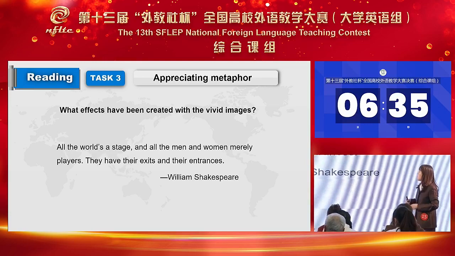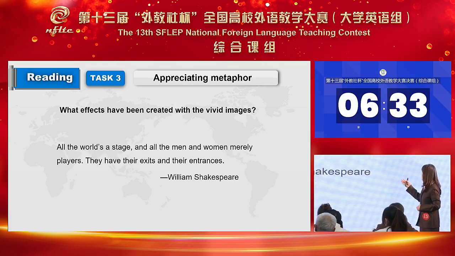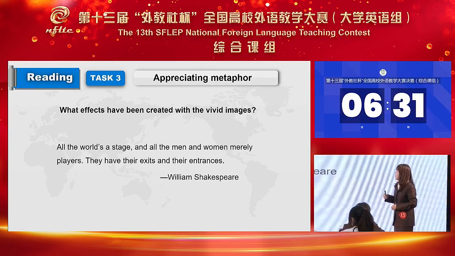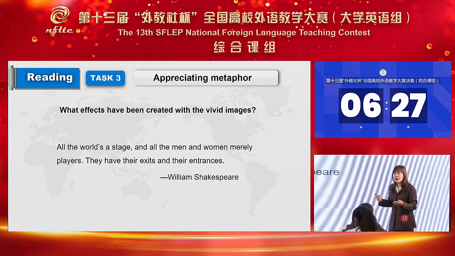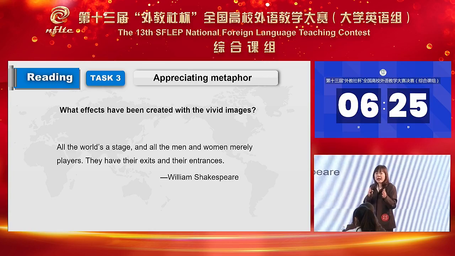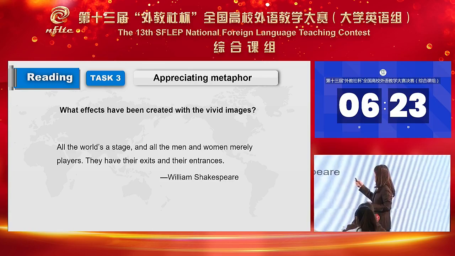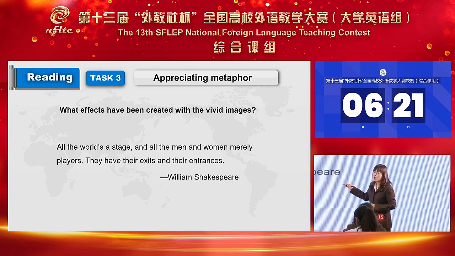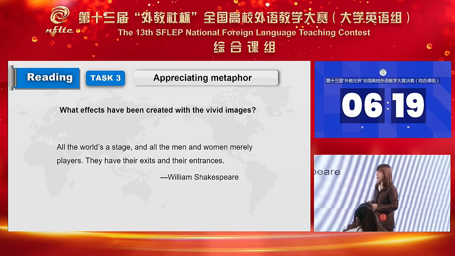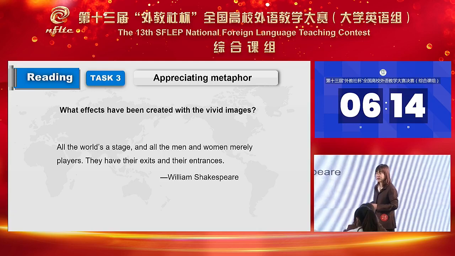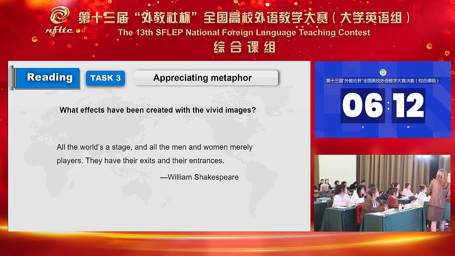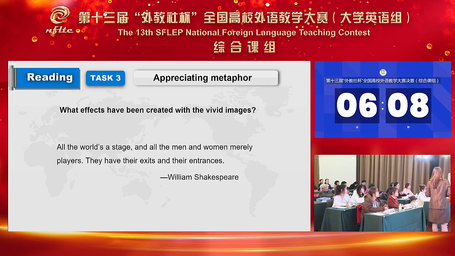I would like to give you another example. Let's have a look at this. All the world's a stage, and all the men and women merely players. They have their exits and their entrances. A metaphor is to say A is B. So, what is the world compared to in the metaphor? Yes, Jenny, please. Maybe stage? Yes, the world is compared to a stage.